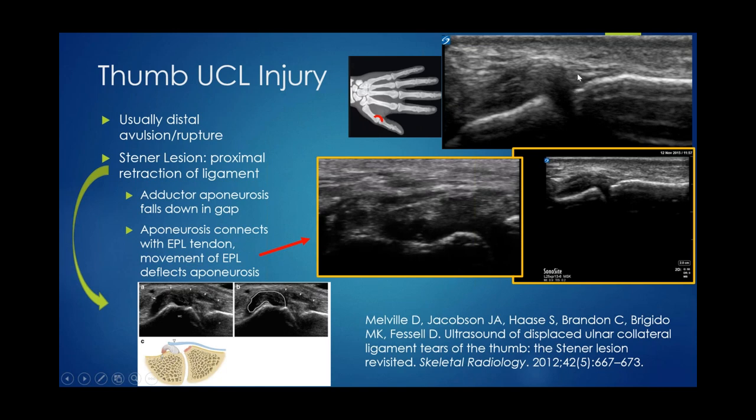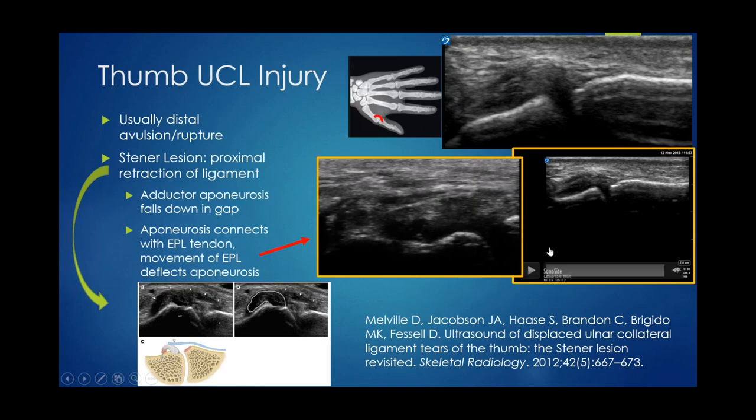Typically, the ligament would be injured from its distal or insertion area along the base of the proximal phalanx, either involving solely the ligament or perhaps pulling off a chunk of bone with an avulsion fracture. The ligament may remain in place or, as depicted in this bottom left image, retract proximally and fold over on itself, creating the so-called Stener lesion. A Stener lesion would be a surgical indication, as the overlying adductor aponeurosis would fall down in the hole created by the void of the ulnar collateral ligament, not allowing it to flip back over on itself and scar in place.